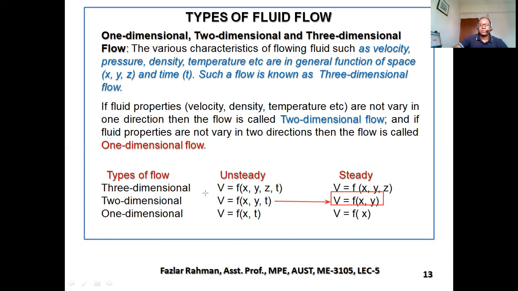Similarly, in three-dimensional flow, velocity will be, for the unsteady case, x, y, z, and t. But if it becomes steady, that means velocity does not change with respect to time, even constant. So in that case, your velocity will be a function of x, y, and z. Similarly, for one-dimensional flow, this one is for one-dimensional steady flow.